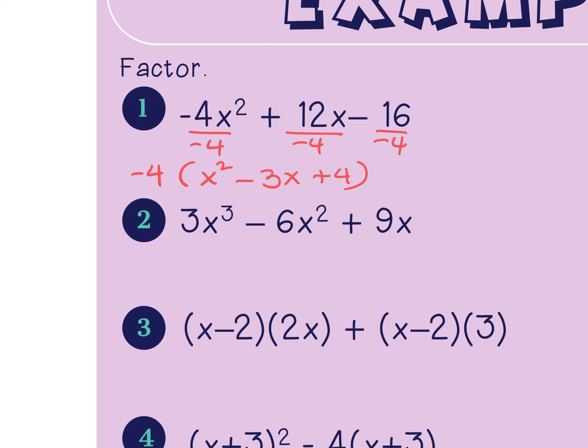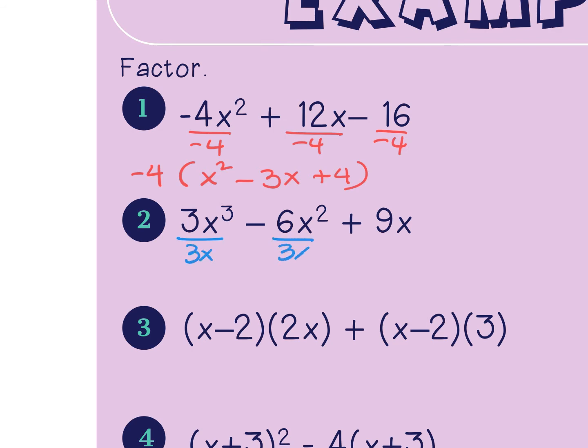Notice the next one, they all have in common the variable x. So x will be in my GCF. And then I'm going to go back and look at the numbers. And I can see that they all have a factor of 3 in common. So I'm going to divide all of these by 3x.